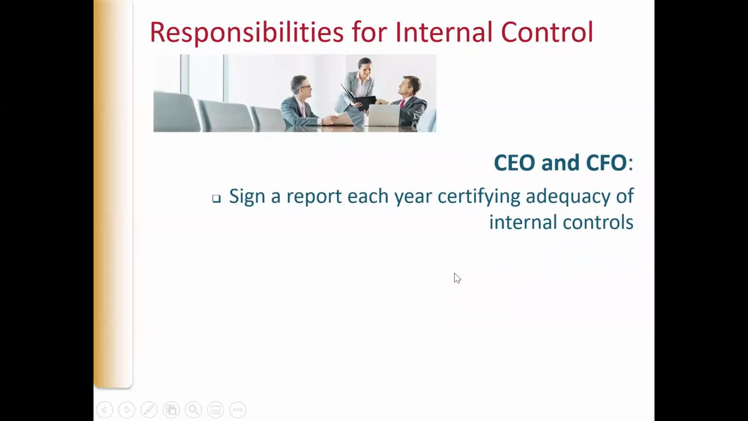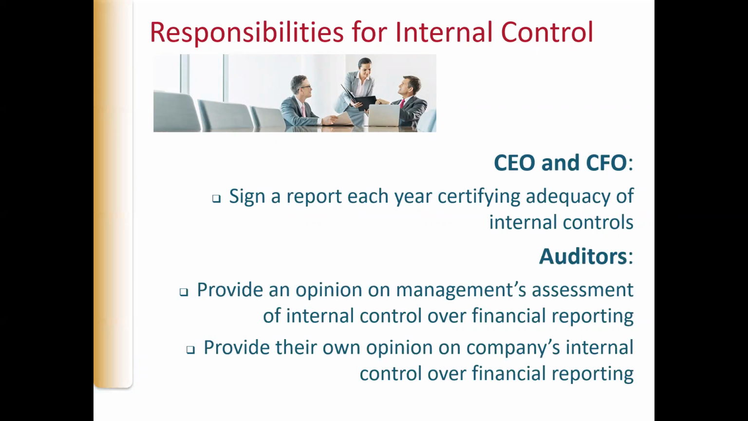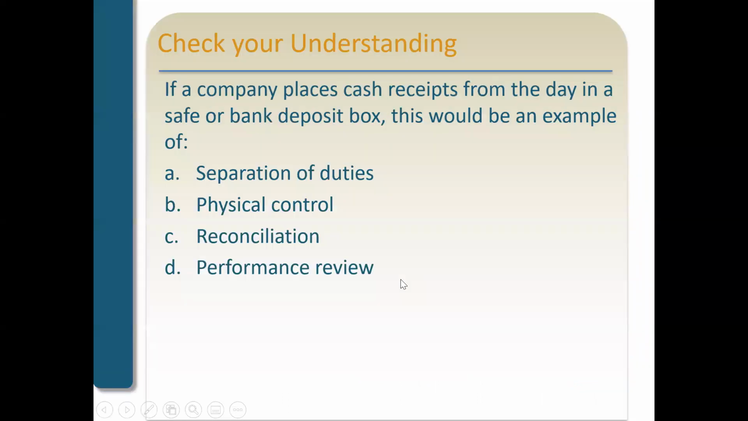The CEO and the CFO each year, because of SOX, must sign a report certifying that the internal controls are in place and effective and working as they should be. The auditors each year for public companies provide an opinion on management's view of internal controls over financial reporting, and they provide their own opinion as to what's working well.